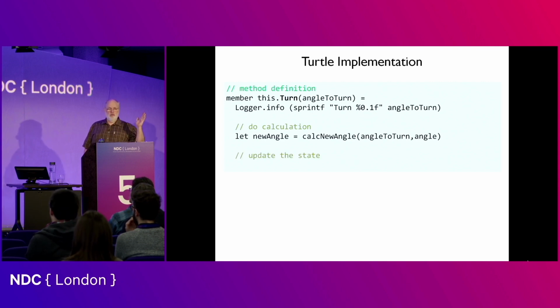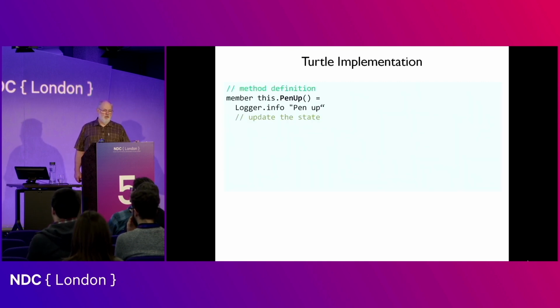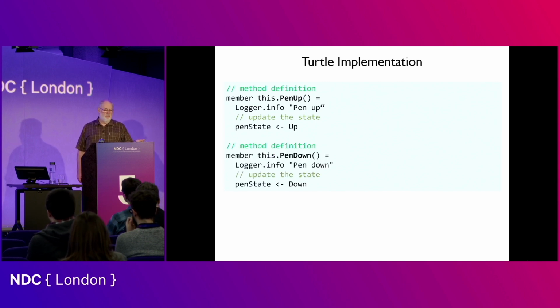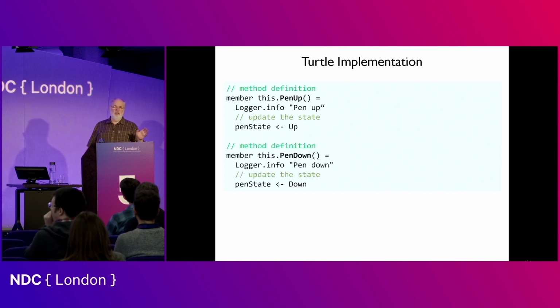So it's now pointing to a new direction, and I update the mutable state to do that, and so on and so forth. The pen up and pen down, I just change the state. I don't actually do anything. And so these ones are just updating the state. They're not actually doing something that is used later on.